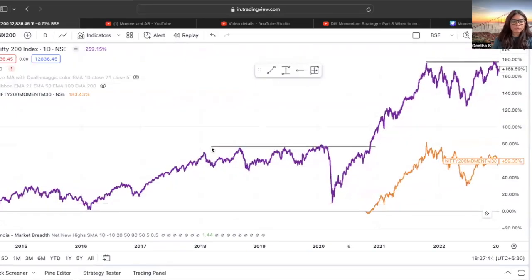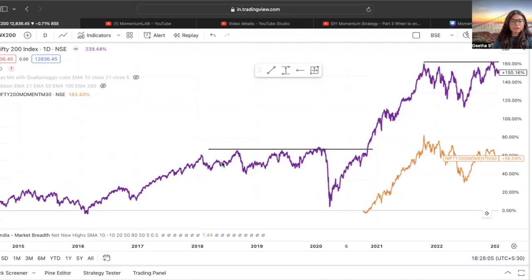For example, if you see the time period between 2018 to around early 2020, you see that the market is in a sideways trend, right? So there are up points, there are down points. The market is really finicky. It's not making a particular judgment towards a direction. It's not going up, it's not going down. So this can be considered a sideways market.